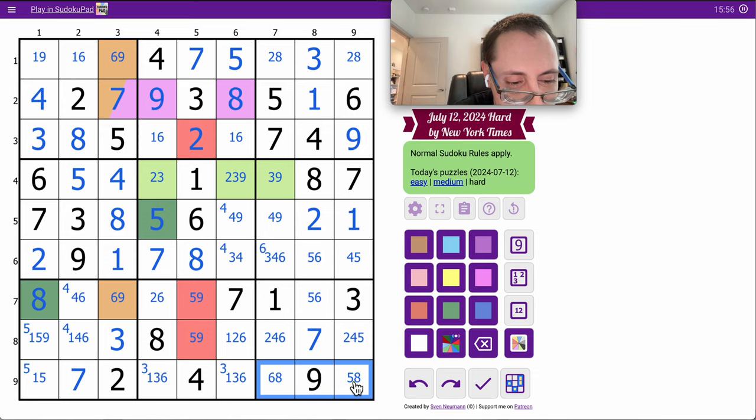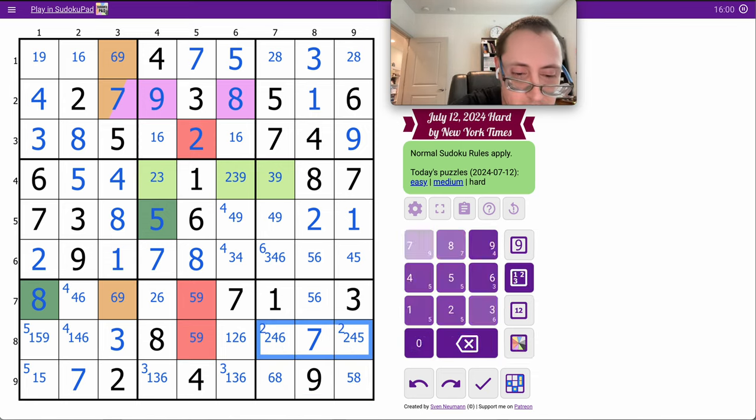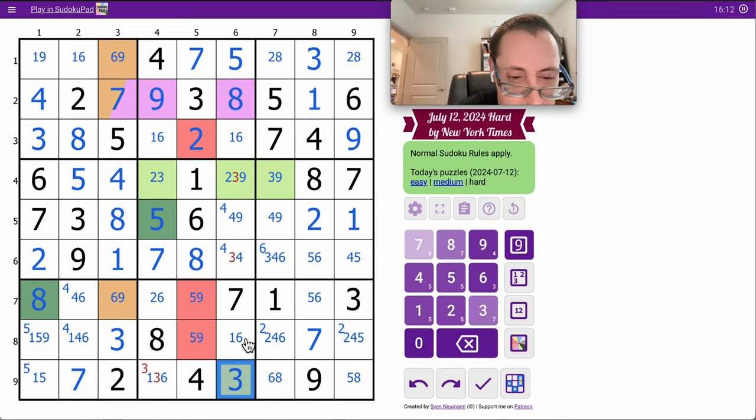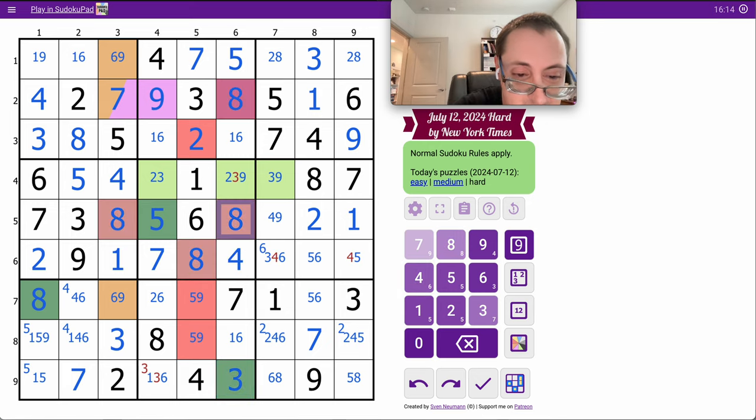Okay, so these aren't two, right? And this can't be two because of that. So two in row eight goes here, therefore this is not two. That gives me an embedded 1-6 pair, and that helps. This is now a 3. Now I think I have enough to solve it.